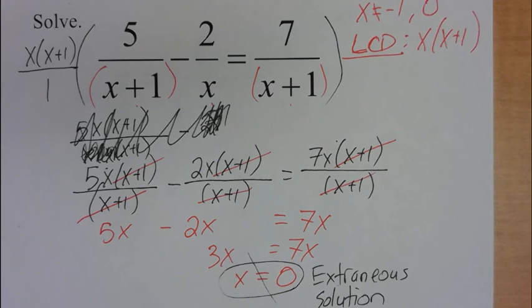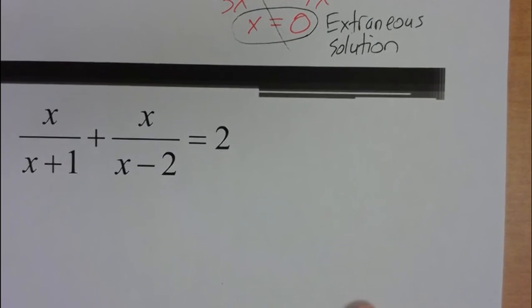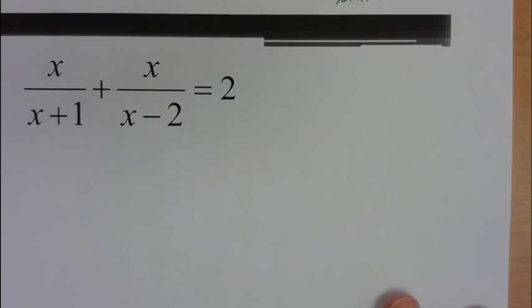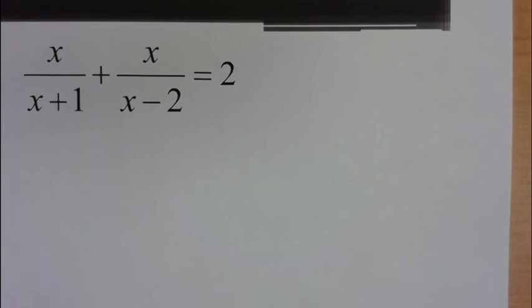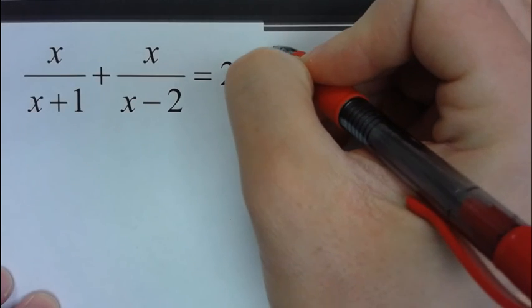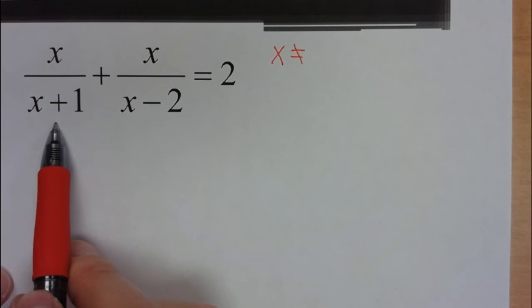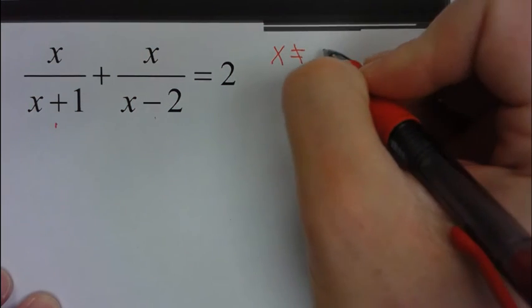Okay, so make sure you have this one copied into your notes if you need to, and we're moving on to our next problem. In this one, we have it set up a little differently in that we have a number by itself on one side of the equation. So first, we want to know what x's we can't use. So x cannot equal -1 from this denominator and +2.